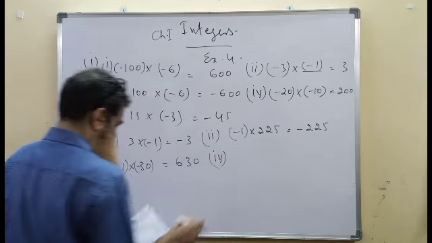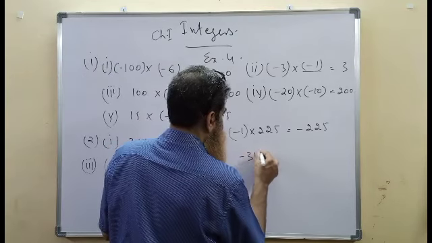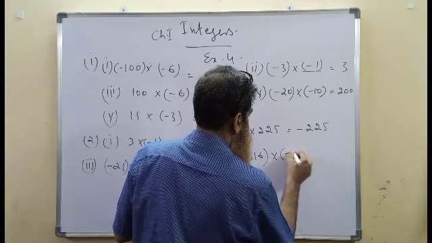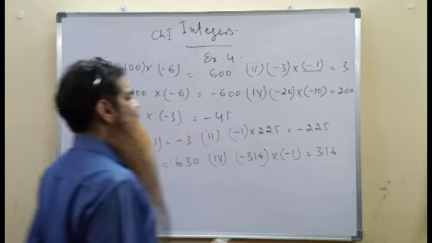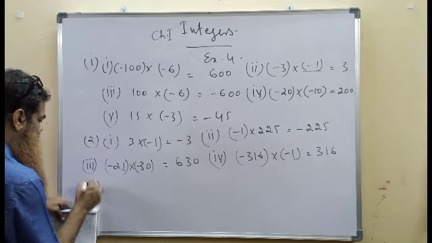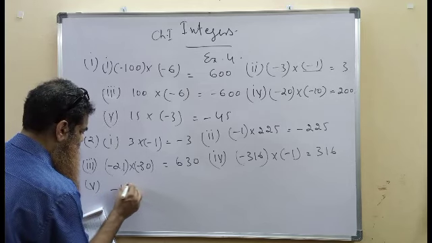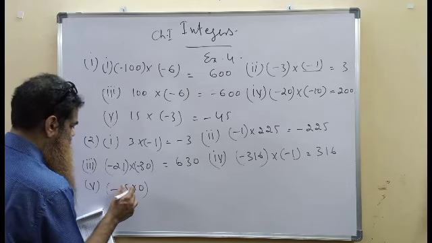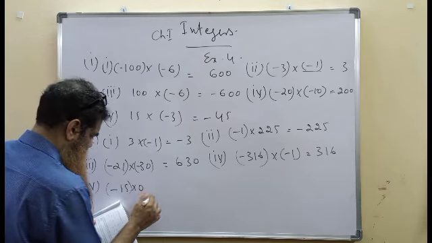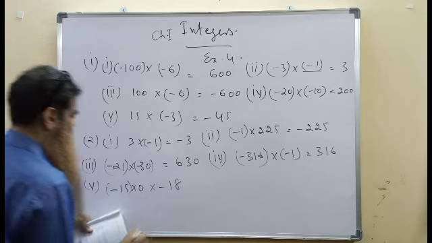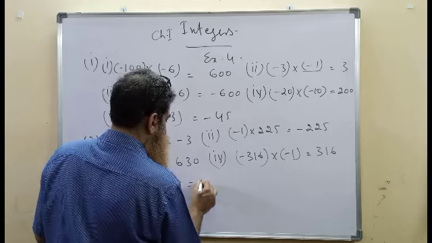Now the fourth bit, minus 316 into minus 1. Two negative integers, so we get a positive integer, 316. Fifth bit, minus 15 into 0 into minus 18. Minus 15 into 0 is 0. 0 into minus 18 is 0.